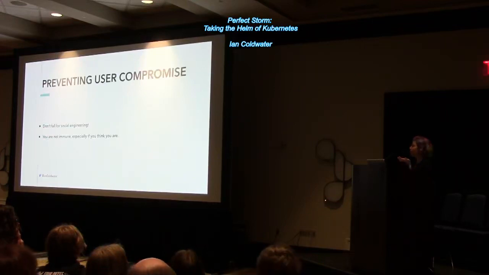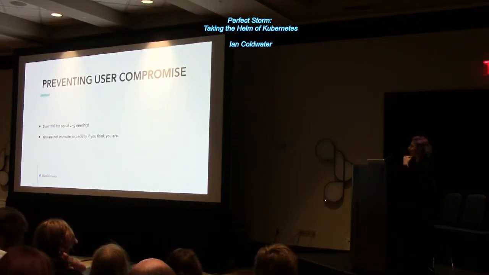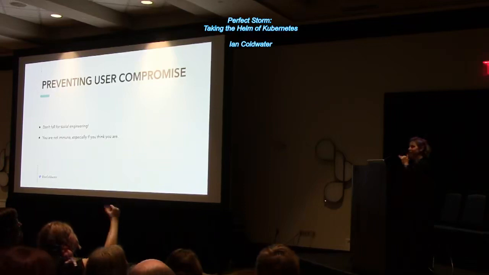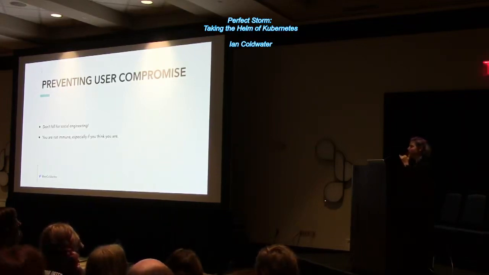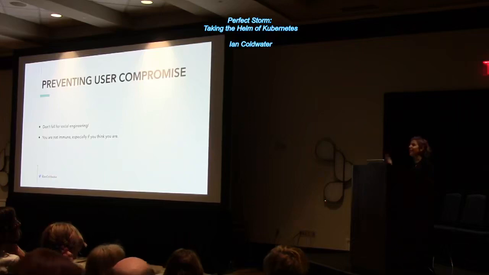Preventing user compromise: don't fall for social engineering. Tell your people not to fall for social engineering. You're not immune. If you think you're immune, you're not. Developers in particular, if any of y'all work with developers, tend to be extremely overconfident about whether or not they're targets. They also tend to have a lot of access to a lot of stuff. So maybe they have access to the keys to the kingdom, the GitHub credentials, all of the things.